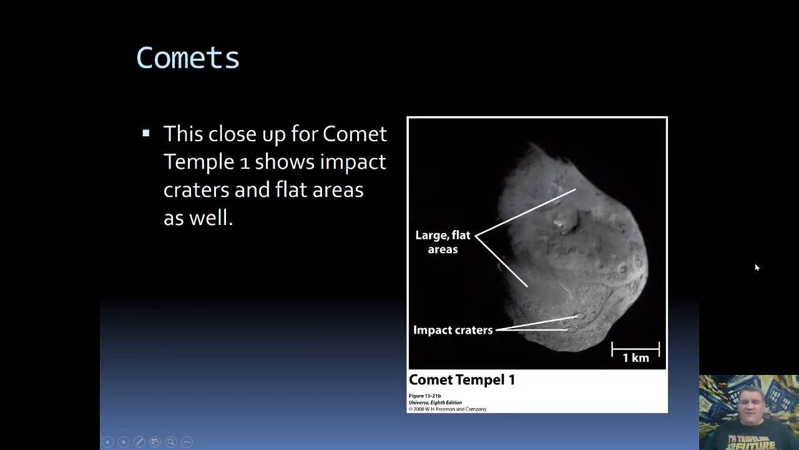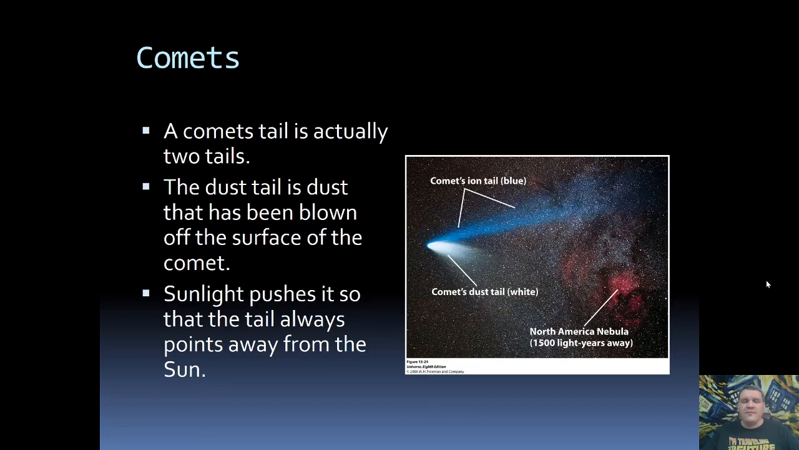This is a view of the nucleus for Comet Tempel 1, which shows lots and lots of impact craters, but we also have these flat regions. These are likely the places that form into jets that are sublimating, vaporizing as it's getting close to the Sun. Now, as we look at a comet's tail, it's not actually just a single thing, it's actually 2 different pieces. We have the dust tail, which in this picture is white. This is made up of dust. So as the material vaporizes, some of the dust is going to be thrown up and will actually get caught by sunlight.